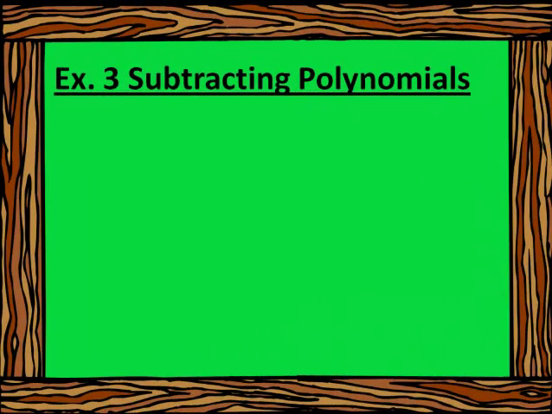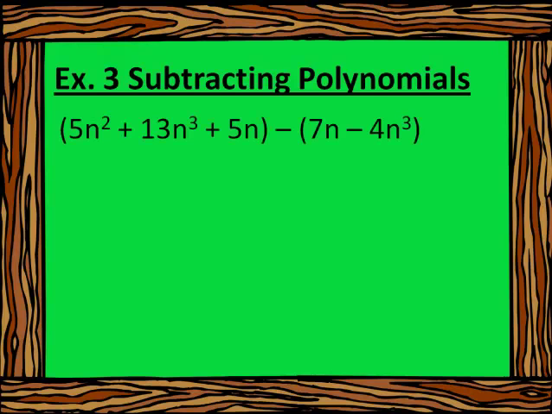Example number 3, subtracting polynomials. Once again, I have two polynomials. The reason I know that I have two different polynomials is each of them is in its own set of parentheses, and there is a subtraction sign between them. So once again, I have to make sure that I write my polynomials in descending order.